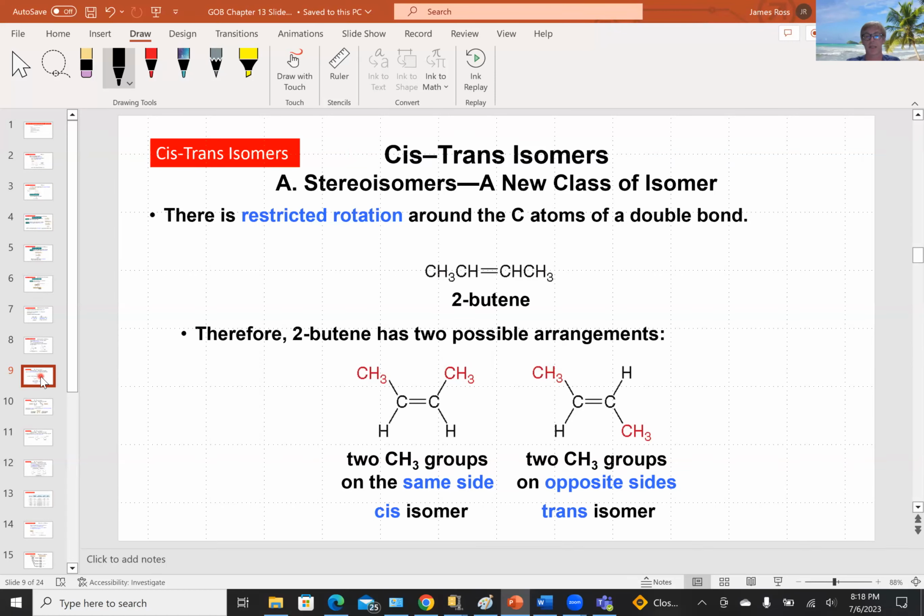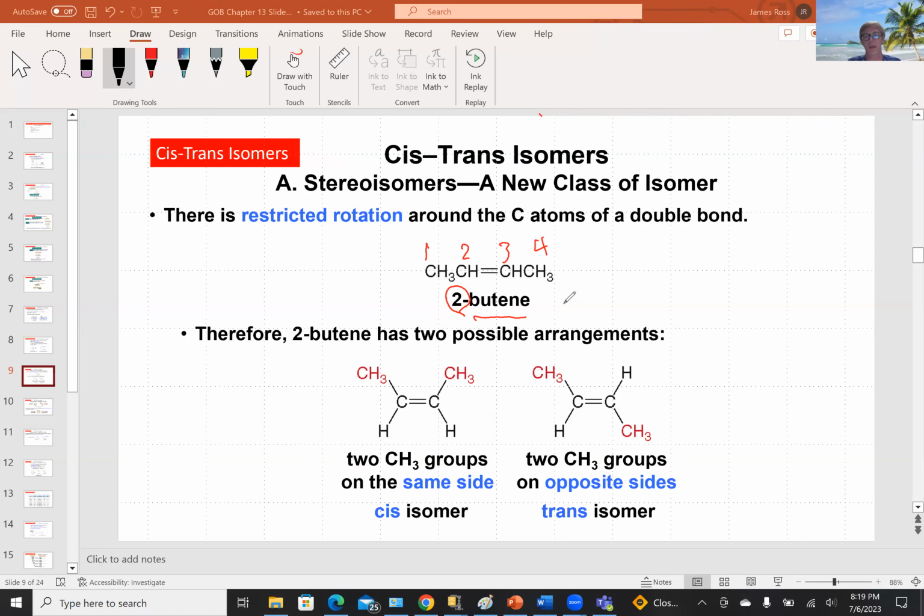So for example, let's take this alkene 2-butene. It's butene, that tells us we've got 4 carbons. And I've got a double bond, and the double bond is located between carbons 2 and 3. So we can throw some numbers in here, 1, 2, 3, 4, or you can number it the other way because it's symmetrical about the center.